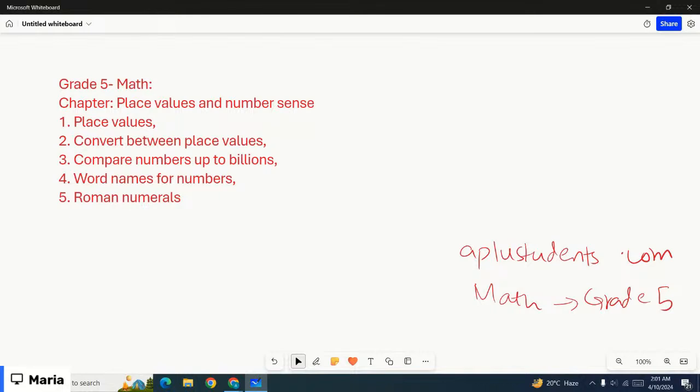There you can find a list of the chapters. We're going to start with the chapter place values and number sense. The lessons we're going to cover from the chapter are place values, convert between place values, compare numbers up to billions, words named for numbers and Roman numerals. So please make sure you have your notebook and pencil so that you can note down the important examples and definitions as well.